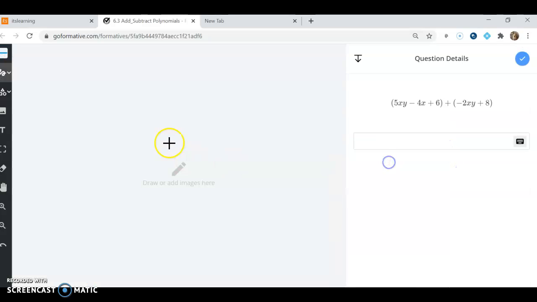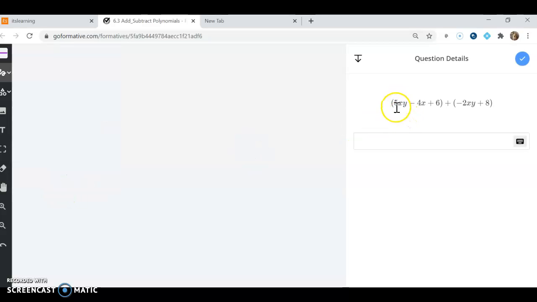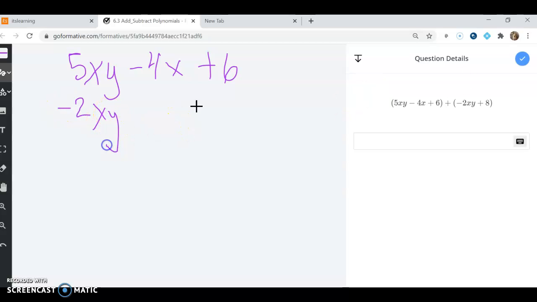Okay, we're going to do the exact same thing for the second question, or blue dot 3. We have 5xy. Since there's nothing in front of the parentheses, we can just rewrite our expression, minus 4x plus 6. Same thing for the second parentheses. There's this 1, so 1 times anything is just itself. So we have minus 2xy, and then plus 8. So I'm going to put the plus 8 under the plus 6 because these are like terms, so I'm going to line them up.